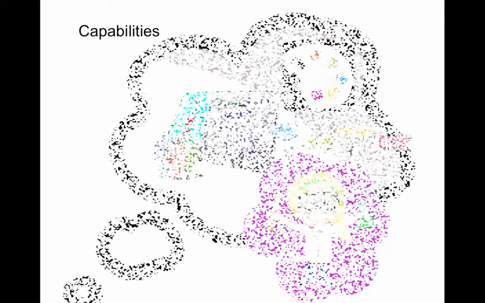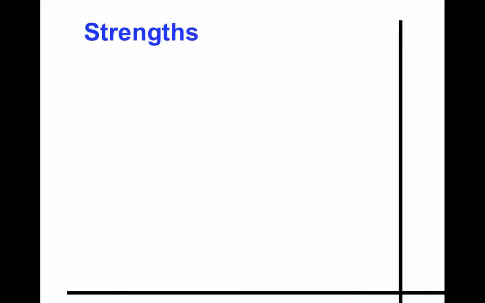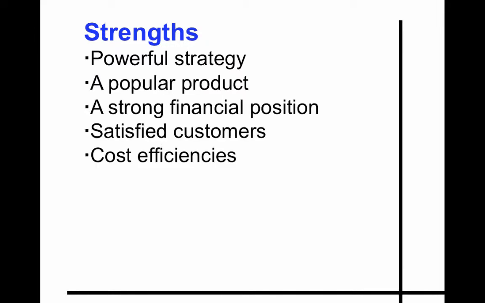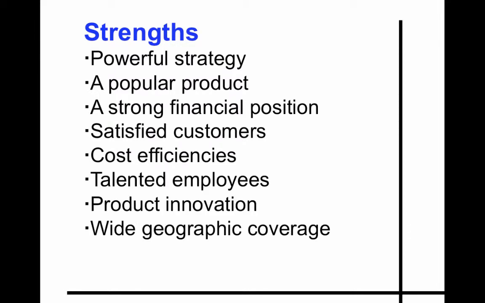The company's capabilities are also strengths. Capabilities refer to the company's abilities to coordinate the resources that it has and utilize them for good use. Examples of strengths include powerful strategy, a popular product, strong financial position, satisfied customers, cost efficiencies, talented employees, product innovation, wide geographic coverage, and brand loyalty.